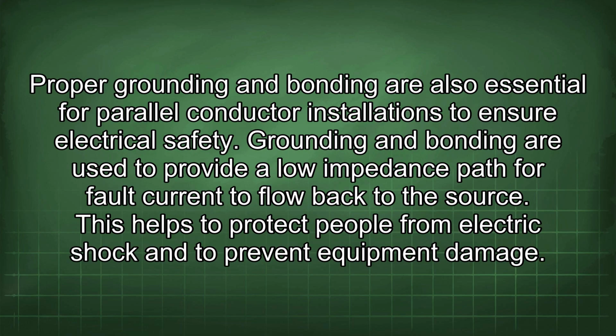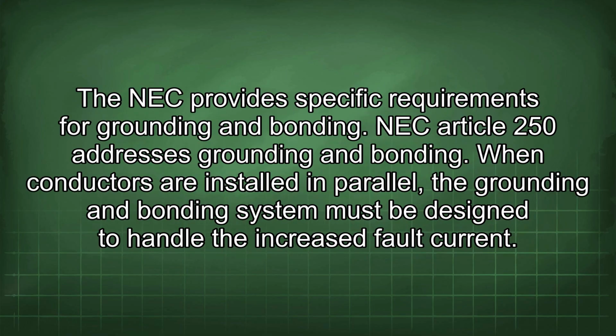Proper grounding and bonding are also essential for parallel conductor installations to ensure electrical safety. Grounding and bonding are used to provide a low impedance path for fault current to flow back to the source. This helps to protect people from electric shock and to prevent equipment damage. The NEC provides specific requirements for grounding and bonding. NEC Article 250 addresses grounding and bonding.